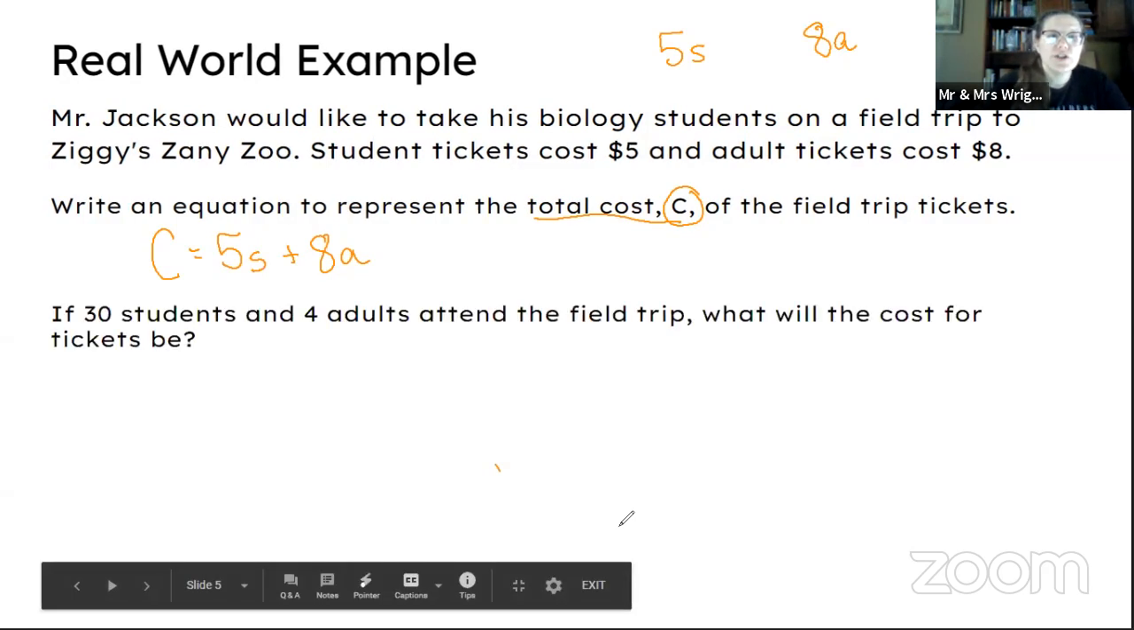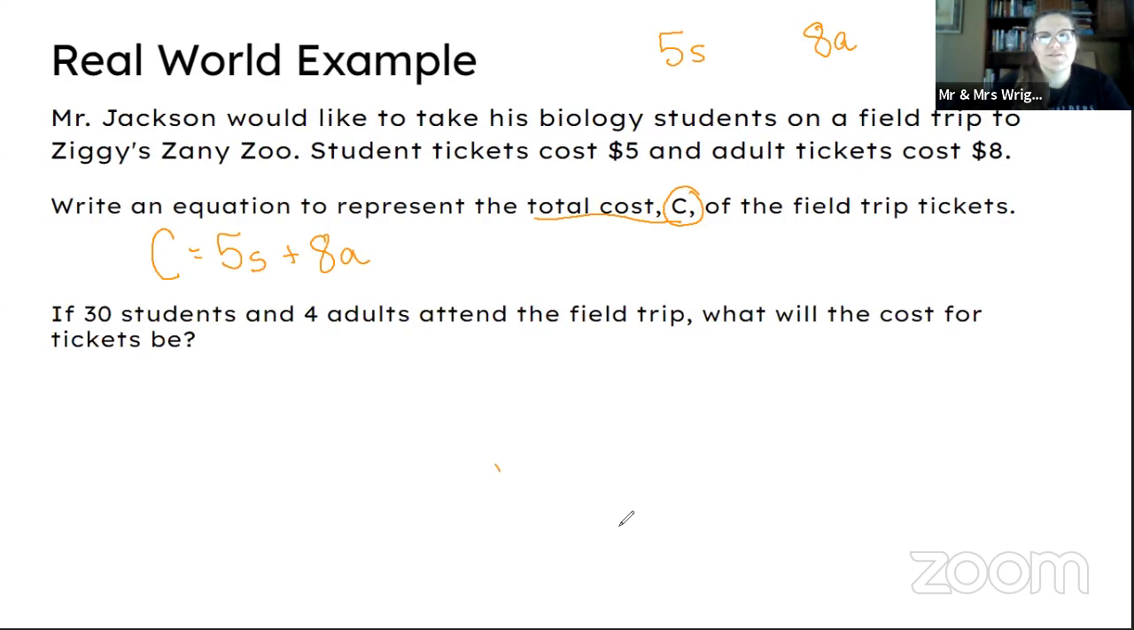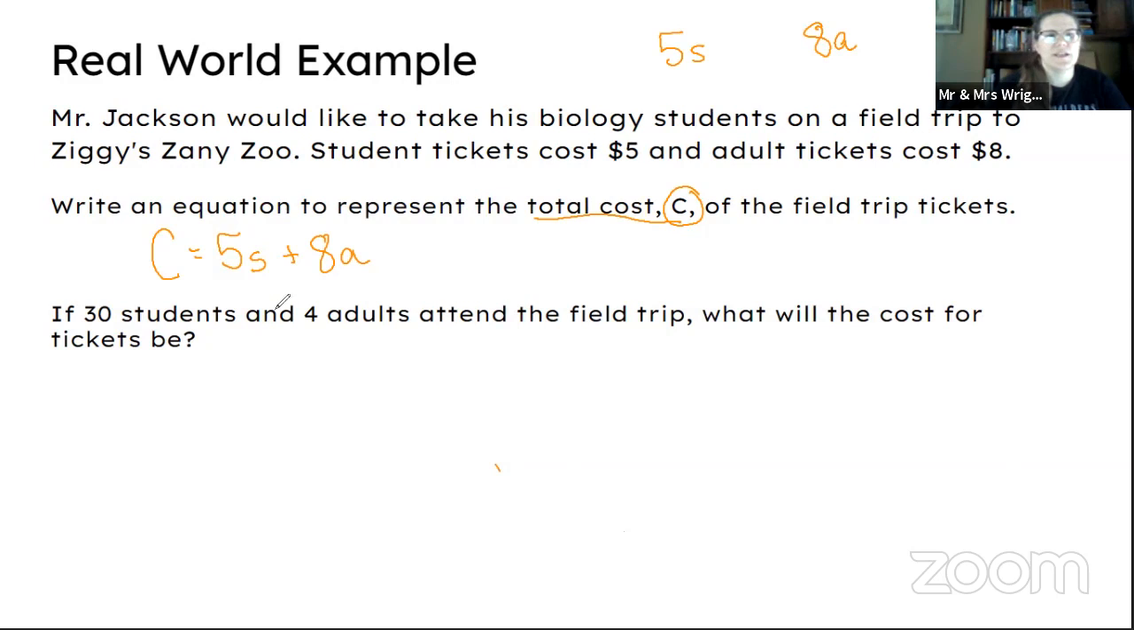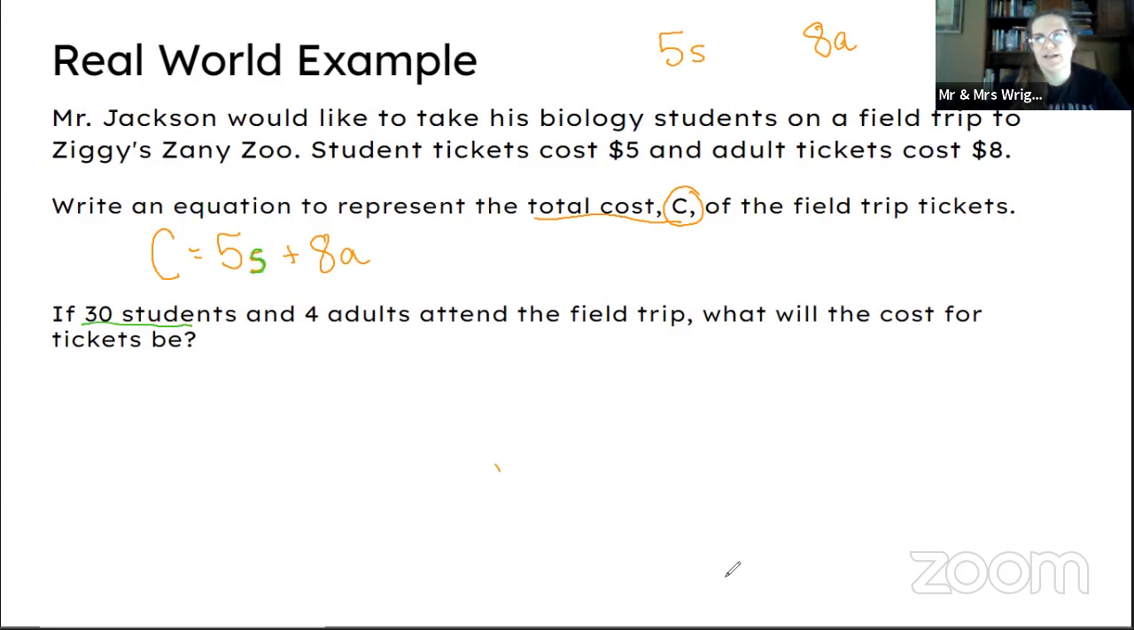Now, if 30 students and 4 adults attend the field trip, what will the cost for the tickets be? Well, this is going to get into that word we went over at the beginning about substitution. So we have 30 students. That's going to plug into this S right here. We're going to plug a 30 into that, okay? And then we have how many adults? 4 adults. So that's going to plug into this A right here. And that's how we determine our total cost.